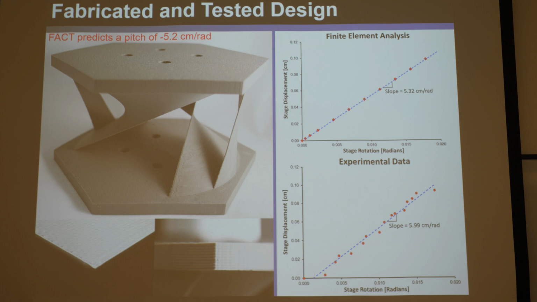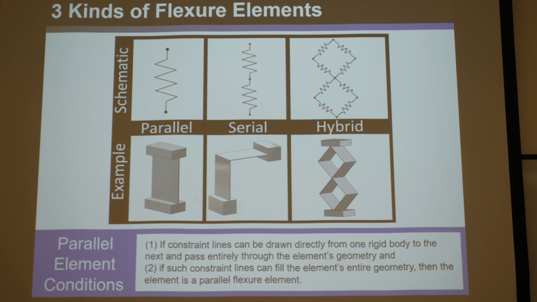Okay, so turns out there are, just like there are three kinds of flexure systems that consist of rigid bodies and flexible elements, there are three kinds of elements, right? Where elements are like the springs that deform over their full geometry, okay? And they're called the same categories. They're either parallel, serial, or hybrid, okay?